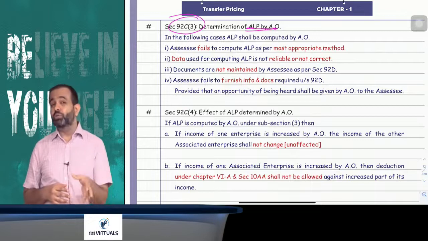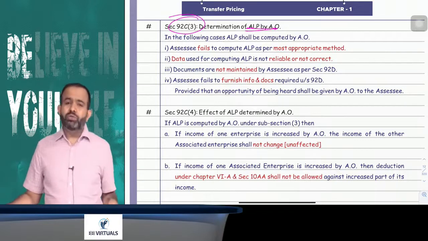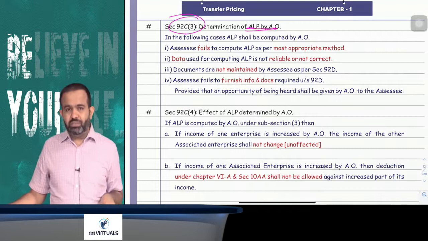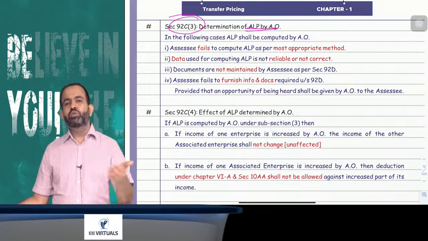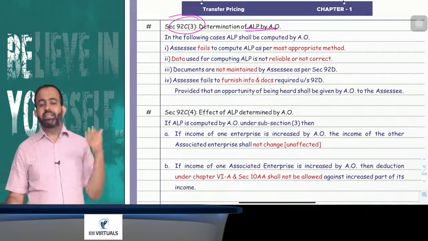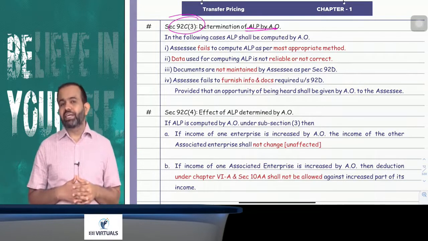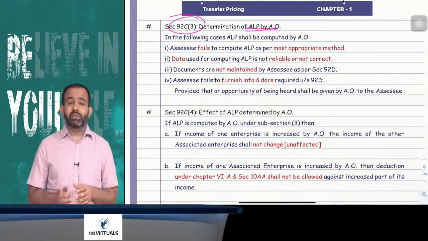Whatever data you use in practical life, we normally use Prowess and Capitaline databases. Those are databases that CBDT accepts. But suppose you followed some other database and that database is not reliable or correct. In that case, your arm's length price will be determined by the assessing officer.